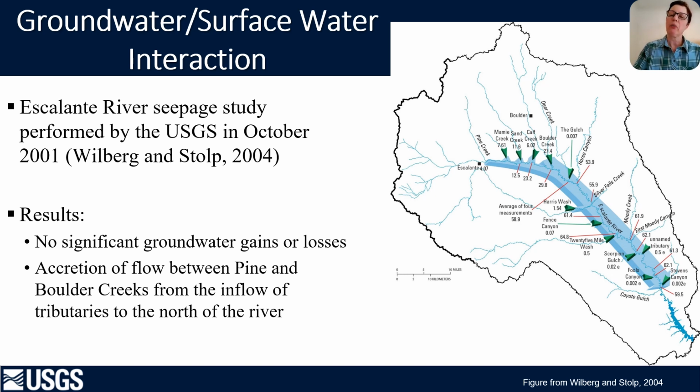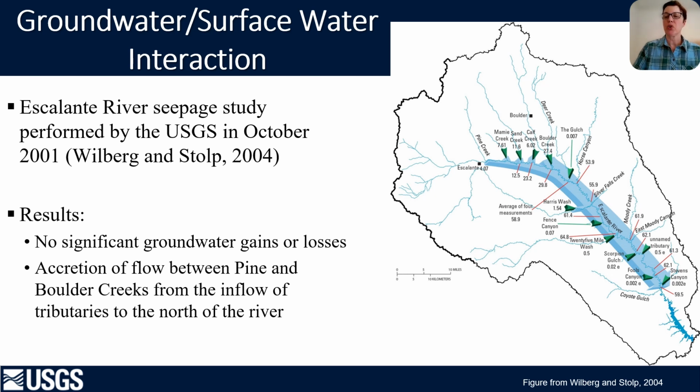In particular, I want to call your attention to the blue arrow. The thickness of the blue arrow represents the volume of stream flow within the river, where greater thickness equals greater stream flow. This study found that there was very little stream flow gain between Boulder Creek and Coyote Gulch, as is shown on the figure, where the thickness of the arrow does not get much bigger downstream of Boulder Creek. That is, no significant groundwater gains to or losses from the river were found.